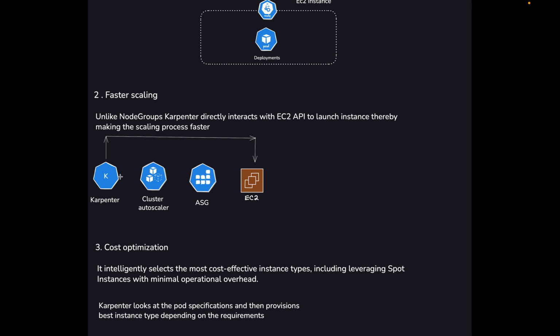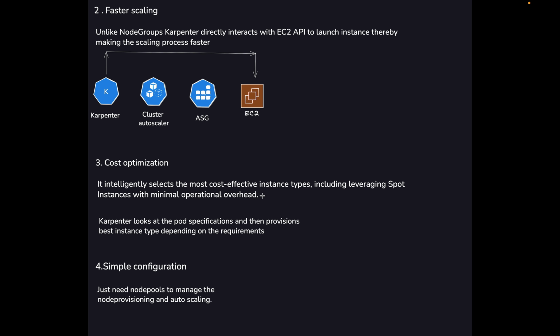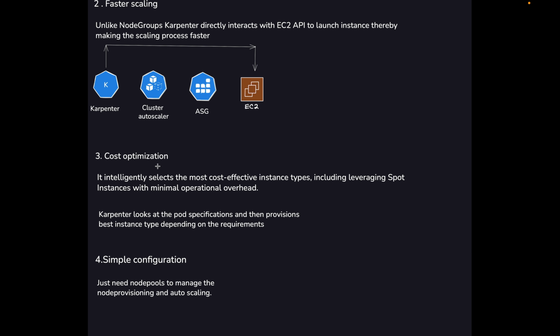What Karpenter does is it skips the cluster autoscaler and the auto scaling groups, and it directly interacts with the EC2 API and then launches an EC2 instance. Let's see the third feature, which is called cost optimization.